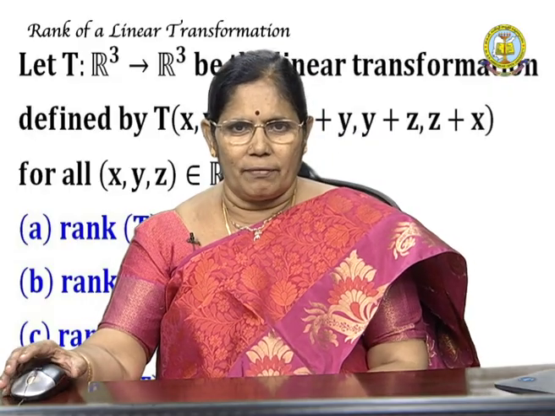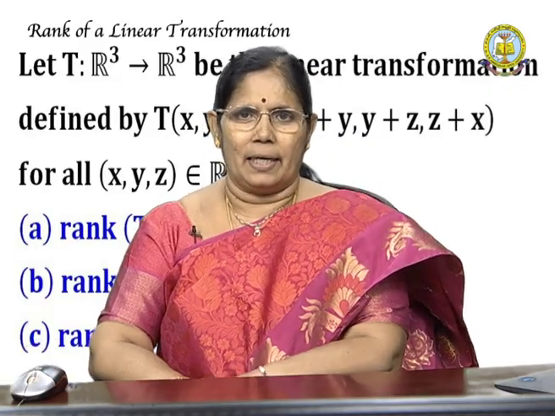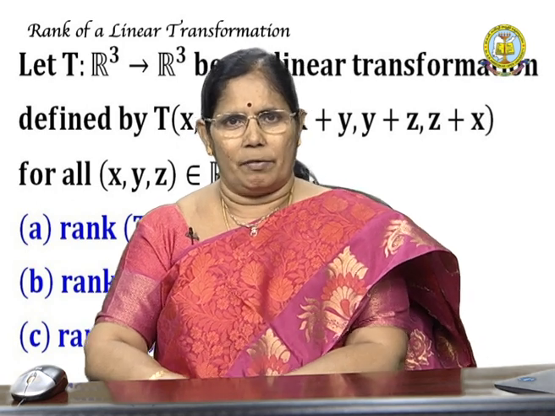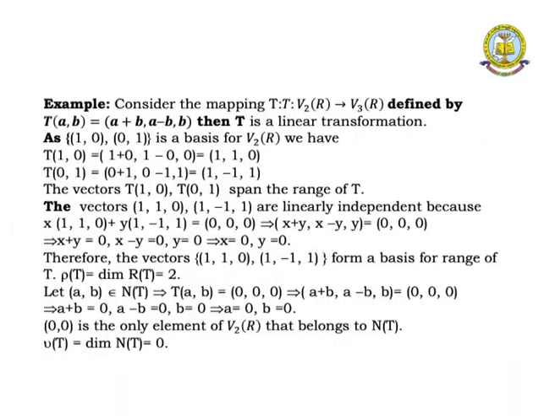Which can be proved very easily. Students, now we will find a null space for a given linear transformation. Consider a linear mapping T from V2R to V3R defined by T of (a, b) equal to (a plus b, a minus b, b). So, do this one on paper.